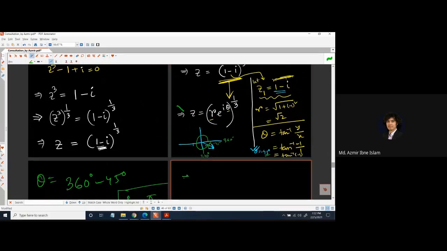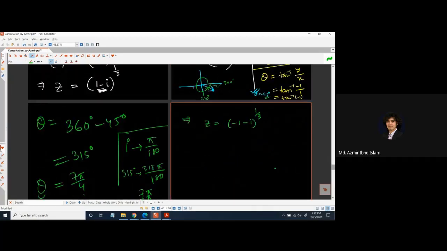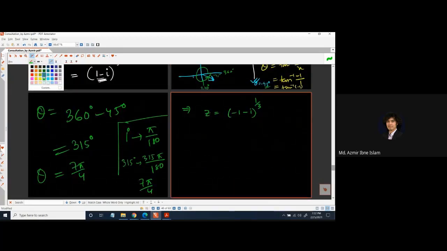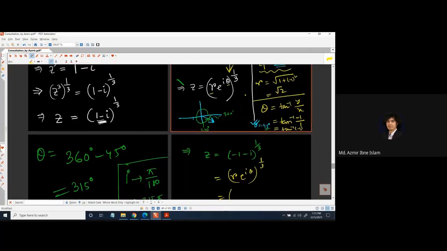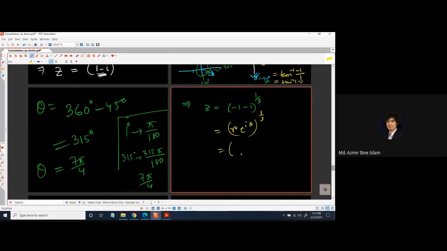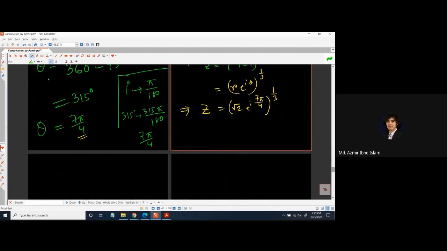So let's continue from this one. We have 1 negative i power 1 by 3. And now we have written this one as r e to the power i theta power 1 by 3. So what is r? r is root over 2. So this is root over 2 e to the power i theta. Theta is 7 pi over 4, power 1 by 3. We are able to convert this into polar form.